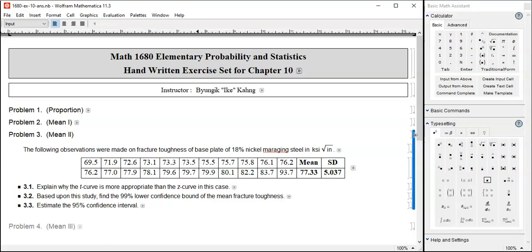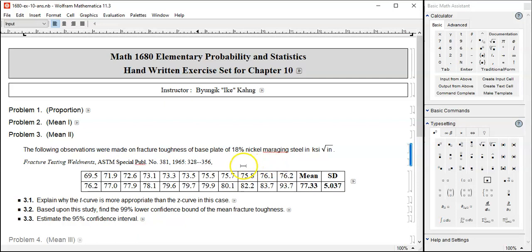The following observations were made on fracture toughness of base plate of 18% nickel maraging steel in KSI square root of inch. Excuse me, I have no idea what this unit means, so let me just skip that part. After all, this is not an engineering course, this is a math course, so I don't have to worry about the unit. Let's just work on the numbers. By the way, this is the source of the problem. It came from actual research.